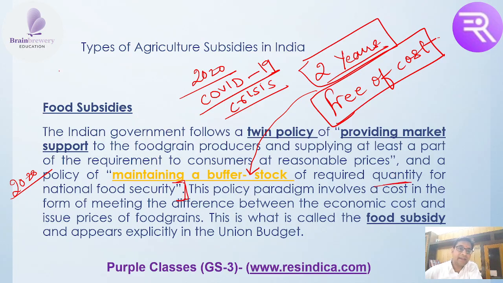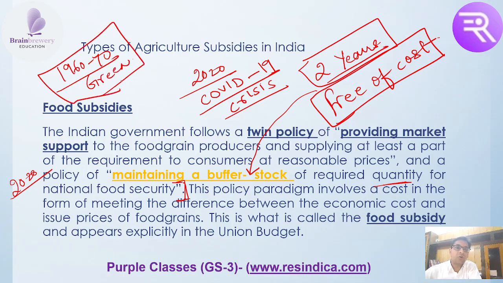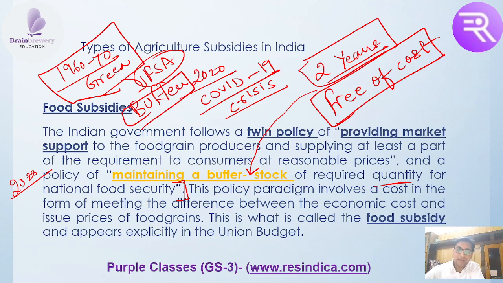And since the 1960s and 70s, we have started the green revolution, and with the green revolution we have a focus on keeping the Food Security Act in place, and also keeping buffer stock for the use during the crisis timing. Okay, so that is why the food subsidy bill explicitly appears in the union budget. Whenever we prepare the union budget, this word food subsidy explicitly comes in the union budget.